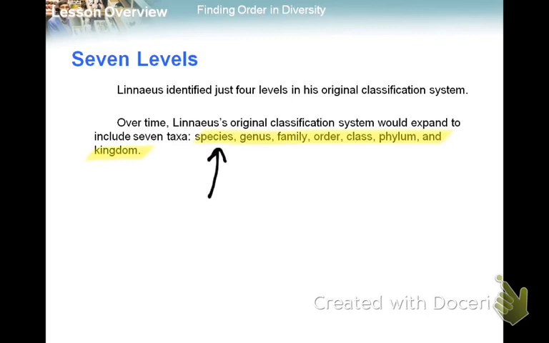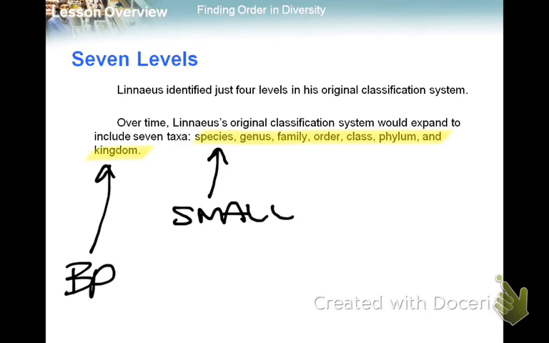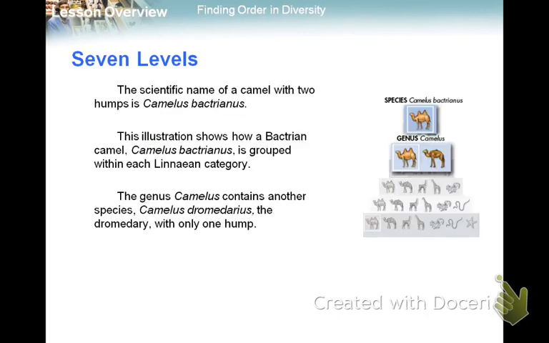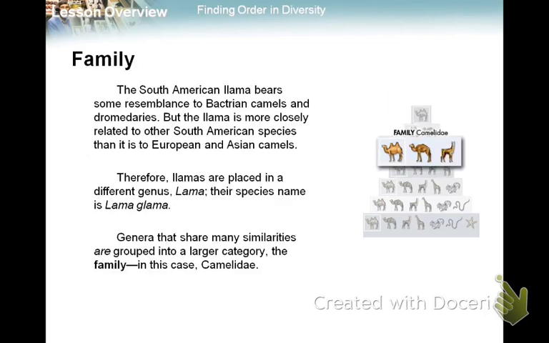Species, specific, you can see that. So this is the smallest number of organisms. Kingdom is very broad, contains many, many, many organisms. Kingdom Animalia, all of the animals on Earth. Have an example here of camels. So a Bactrian camel is the species. The genus is all the camels. And then we move up to more and more general, or I guess we're moving down in this case.